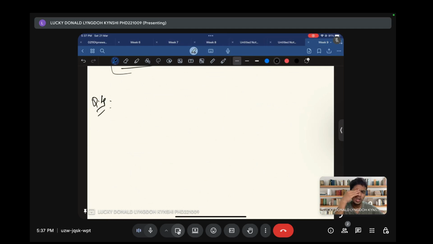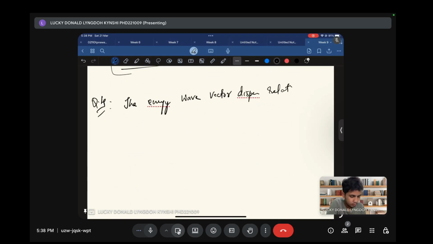So let me remind you that from the E-k relation, that is the relationship between the energy and momentum k, you can calculate many quantities. So if I write the question: the energy wave vector dispersion relation. What is the dispersion relation? It's the relation between the frequency omega and the wave vector k.